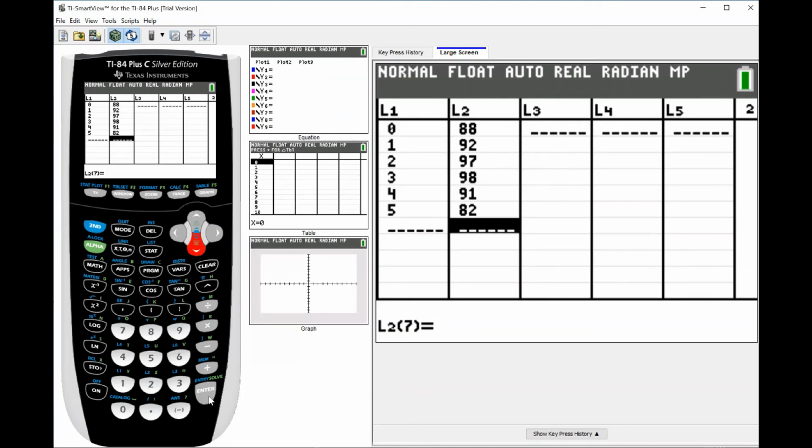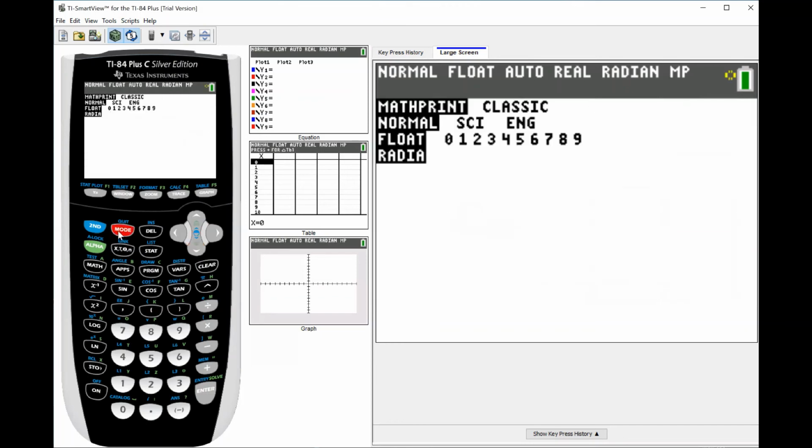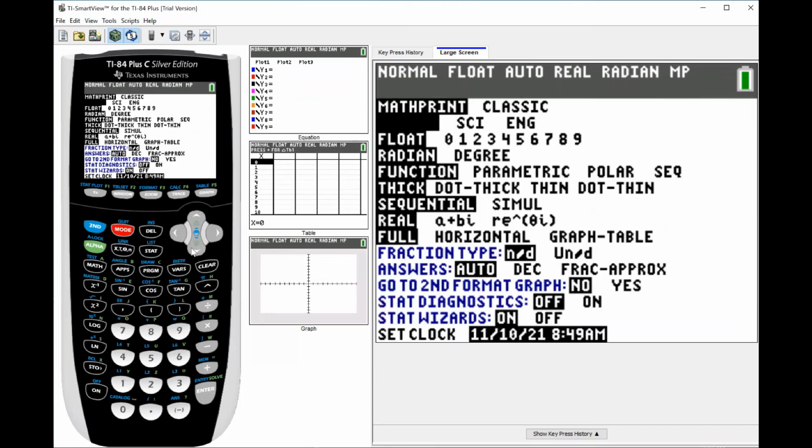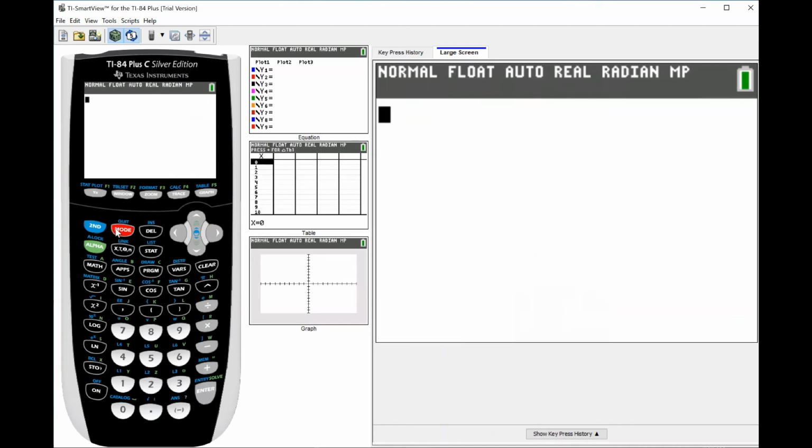And now I want to turn on my diagnostics because I'm performing a linear and a quadratic regression. I need to use that coefficient of determination, that R squared value, to tell me which model best fits my data. So I'm going to go to mode. I'm going to make sure that stat diagnostics are highlighted on. So we're going to go all the way down and I'm going to scroll over to on and make sure that it's highlighted. And let's get out of this screen. So second mode or quit.